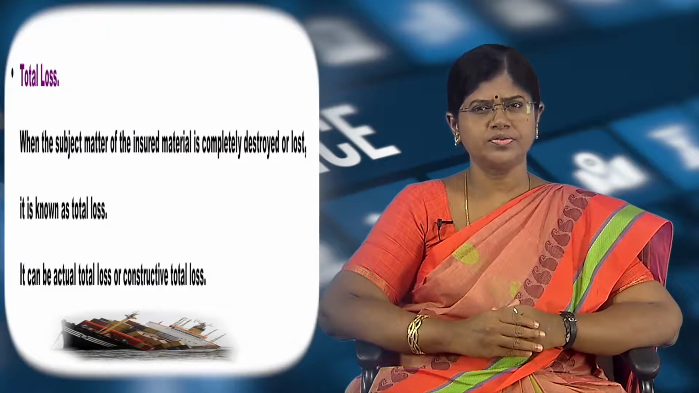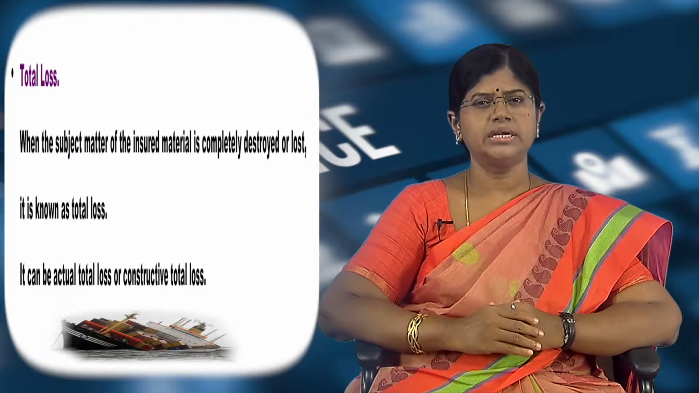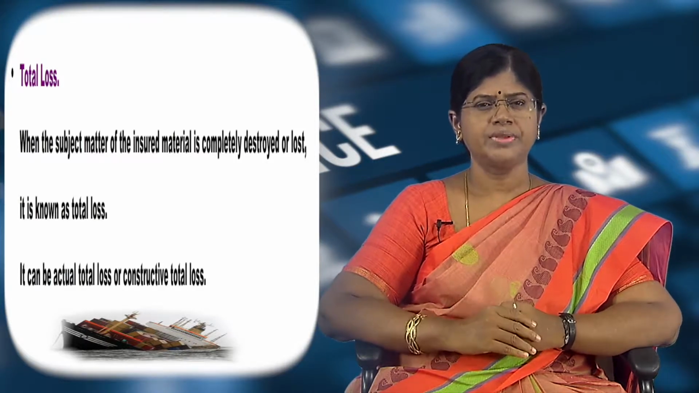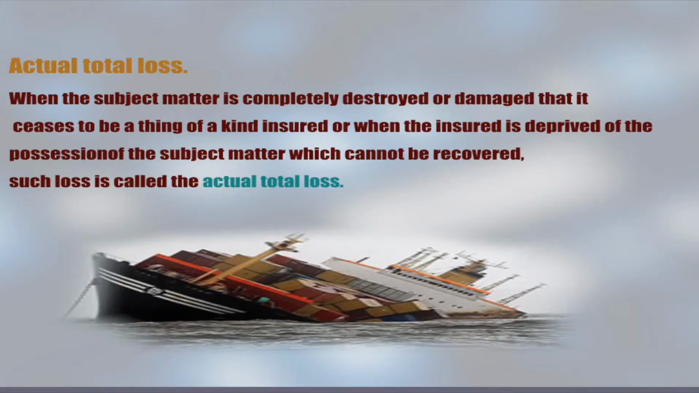When the subject matter of the insured material is completely destroyed or lost, it is known as total loss. It can be actual total loss or constructive total loss. Actual total loss is when the subject matter is so completely destroyed or damaged that it ceases to be a thing of the kind insured, or when the insured is deprived of the possession of the subject matter which cannot be recovered. Such loss is called actual total loss.